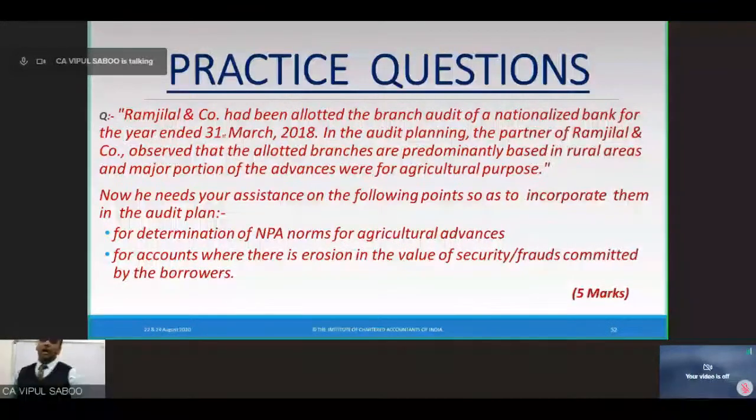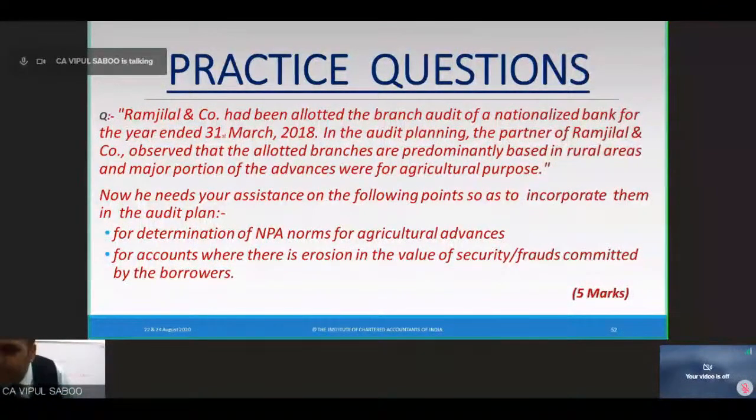So this is a question. Ramjilal and company had been allotted the branch audit of a nationalized bank. This is a question from the CA Inter exam, November 19 question. Ramjilal and company had been allotted the branch audit of a nationalized bank for the year ended 31st March 2018. In the audit planning, the partner of Ramjilal and company observed that the allotted branches are predominantly based in rural areas, in villages, rural based branches, and major advances are for agriculture purpose. All agriculture related advances. Now he needs your assistance on the following points to incorporate them in the audit plan. What is that? For determination of NPA norms for agriculture advances, and for accounts where there is erosion in the value of security, frauds committed by the borrowers.